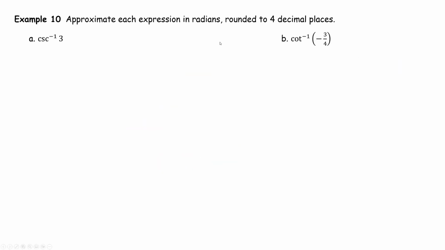Approximate each expression in radians to 4 decimal places. All right, so you're looking for the angle whose cosecant is 3. If this angle, whatever it is, has a cosecant of 3, that means that it has a sine of 1/3, because sine and cosecant are reciprocals. So I can just rewrite this as an inverse sine. You just have to make sure that your calculator is in radian mode, and if you punch that in, you are going to get about 0.3398 radians.